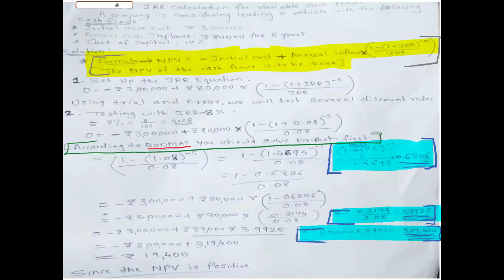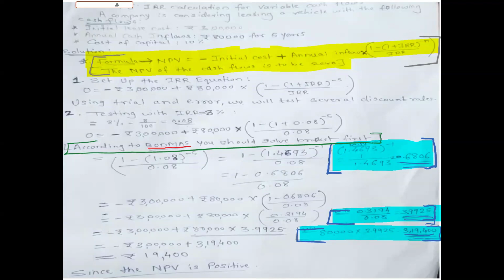Now, if it is given 1.08 raised to minus 5, it means you have to multiply 1.08 five times. So we will get the answer, which will be 1.4693. So we have taken is equal to 1 minus bracket 1.4693 bracket complete raised to minus 1, divided by 0.08 as it is.